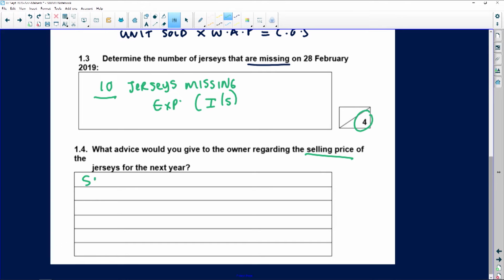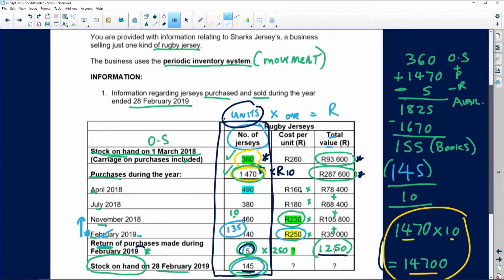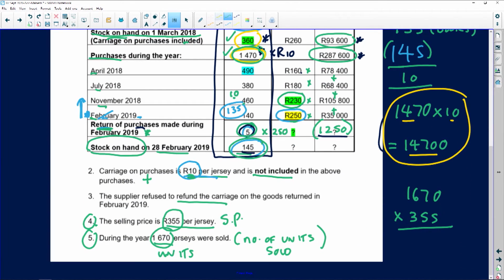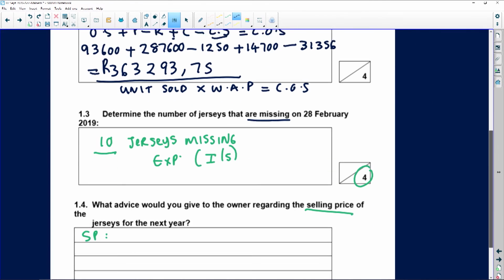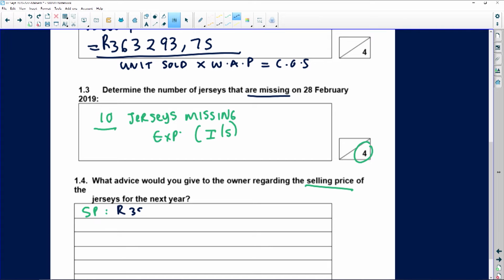Okay, right, so if we go to our table, let's quickly remind ourselves what was the selling price for the year. So looking at the information given, information number 4, your selling price was an amount of 355 Rand, and there's no indication that that selling price changed during the course of the year. So we can clearly say that this price remained constant. It didn't change. So our selling price, 355 Rand, obviously remained the same for the 2019 financial year.